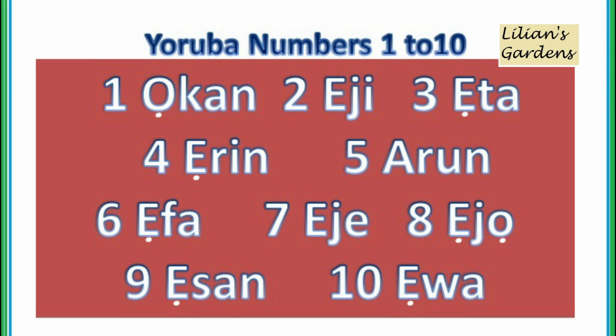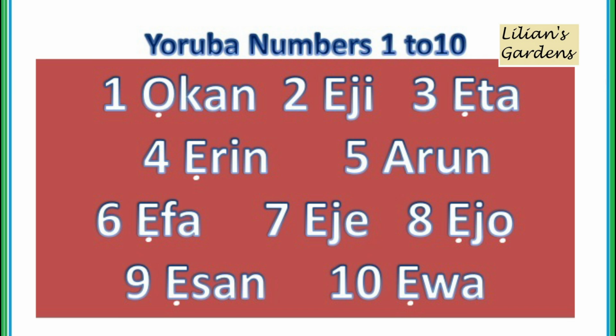You can first of all put the first 5 in your memory. Ọ̀kan, èjì, ẹ̀ta, ẹ̀rin, àrún. Ẹ̀fà, èje, ẹ̀jọ, ẹ̀sán, ẹ̀wá.